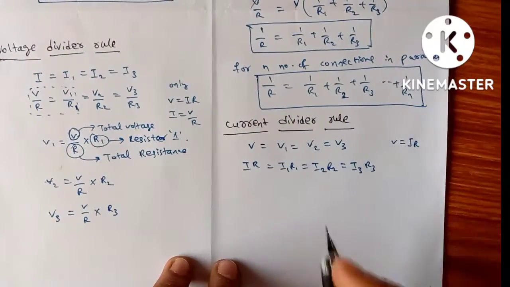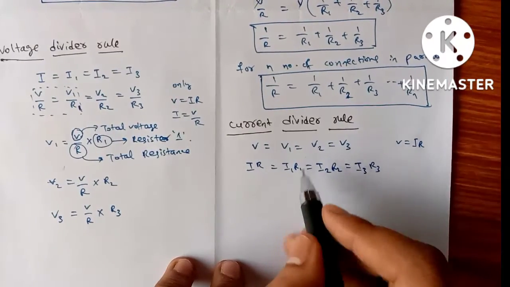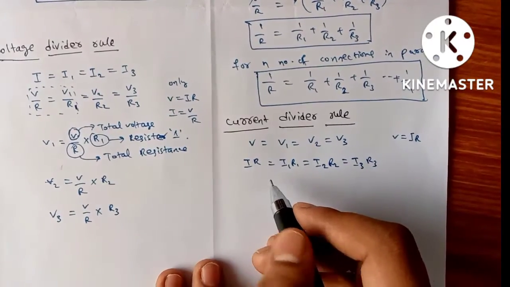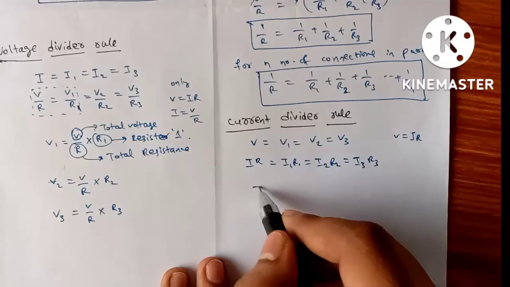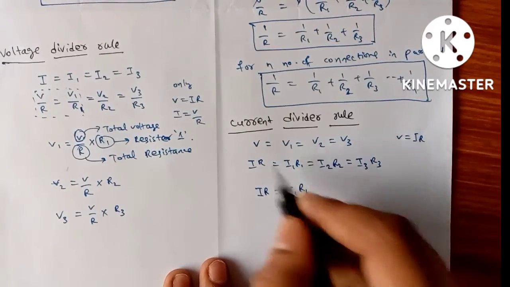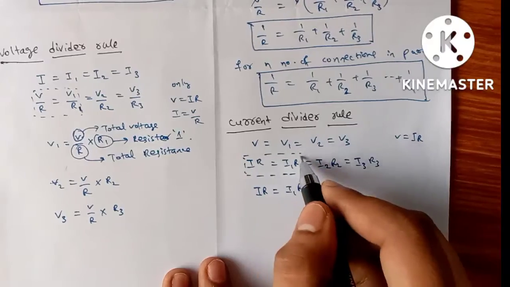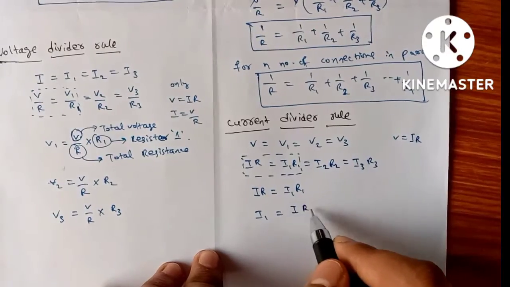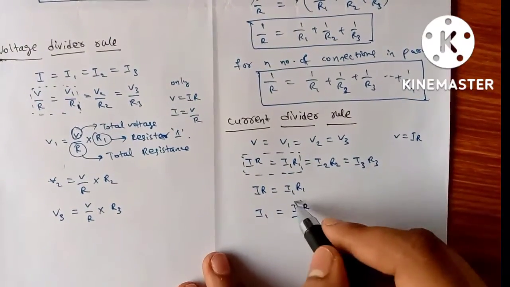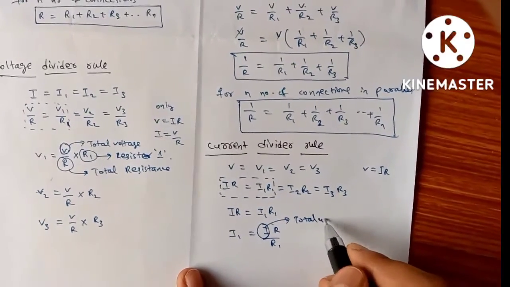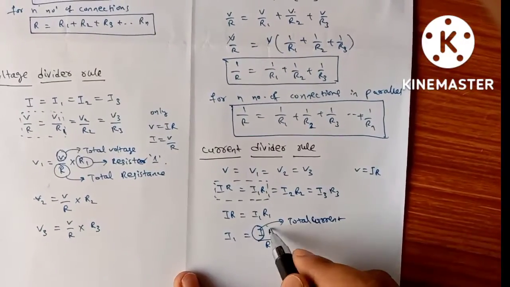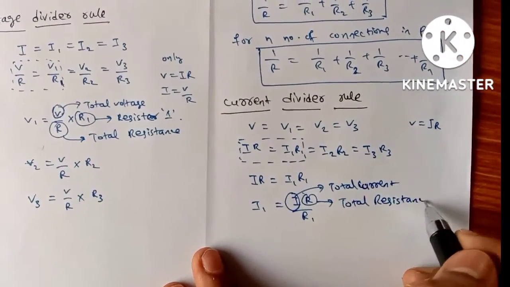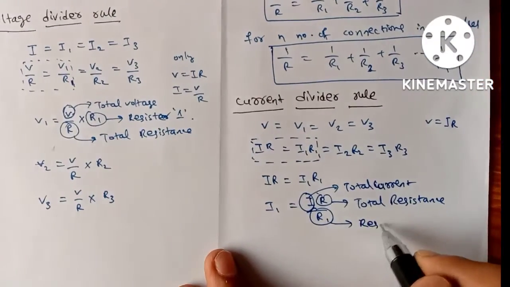If we want to calculate the current at a particular resistor, let us say at resistor R1, what is the current flowing? If you want to calculate it, then I R equals I1 R1, using the above formula. Then I1 is equal to I R by R1. What is I? I is total current. What is R? R is total resistance. What is R1? Resistor 1.